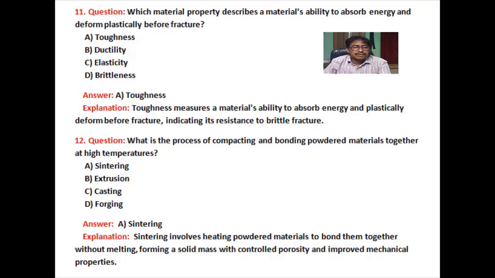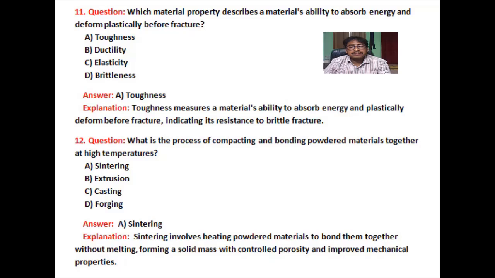Question 12: What is the process of compacting and bonding powdered materials together at high temperatures? A. Sintering. B. Extrusion. C. Casting. D. Forging. Answer: A. Sintering. Explanation: Sintering involves heating powdered materials to bond them together without melting, forming a solid mass with controlled porosity and improved mechanical properties.